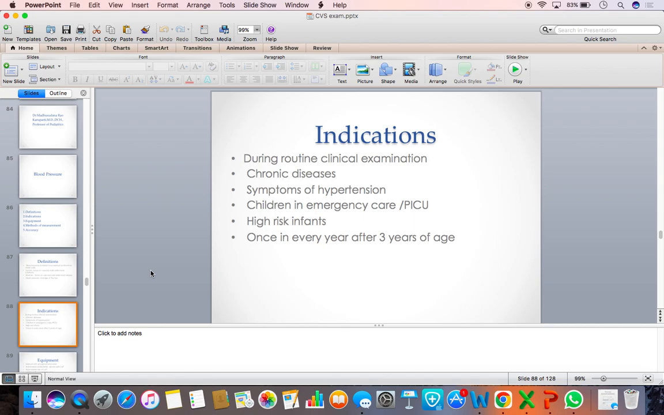In chronic diseases, and when the patient comes with the symptoms of hypertension, and children in emergency care or PACU, and high-risk infants. We should also record once in every year after the age of 3 years.